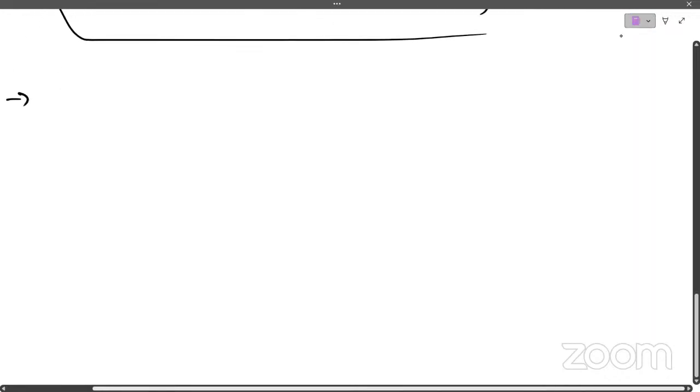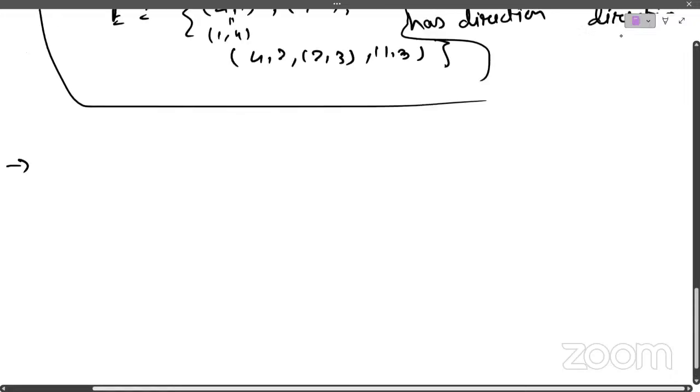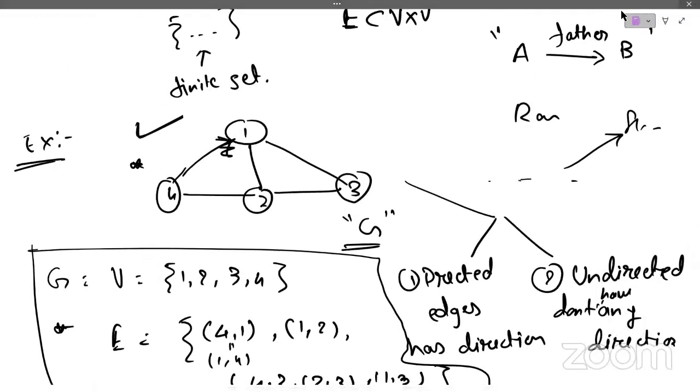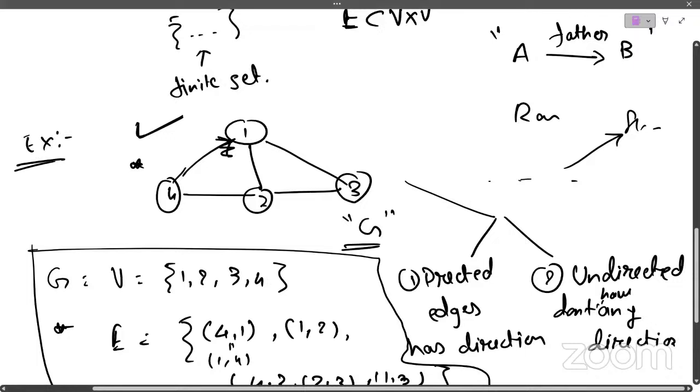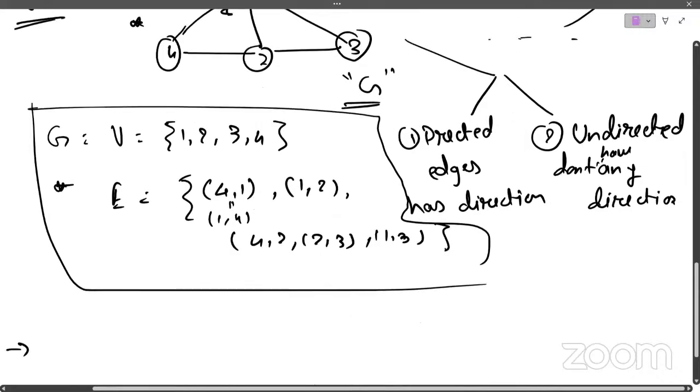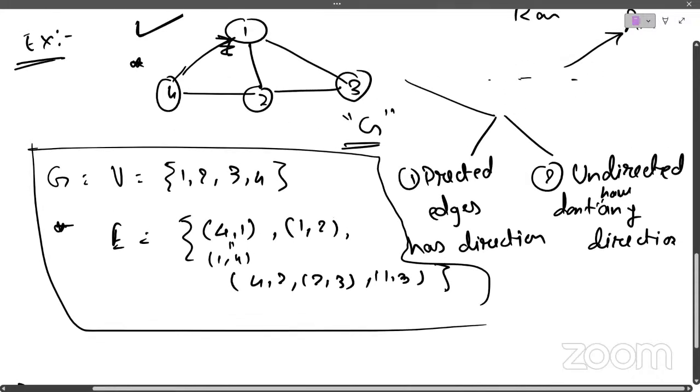Ma'am, let's say you started it. G is a graph, right? Sorry, G is a set. G is a pair of two sets. So it would be like this, the set 1, 2, 3, 4, comma, the other set would be 4, 1 and all that. Yeah, that's the mathematical representation of a graph.